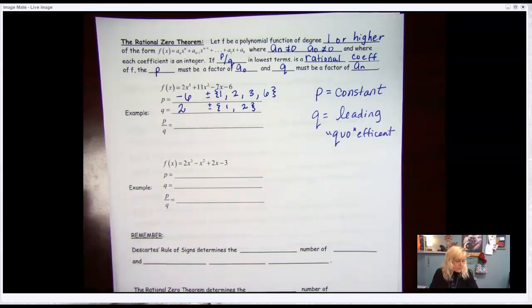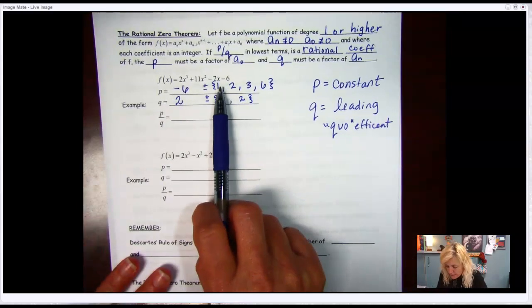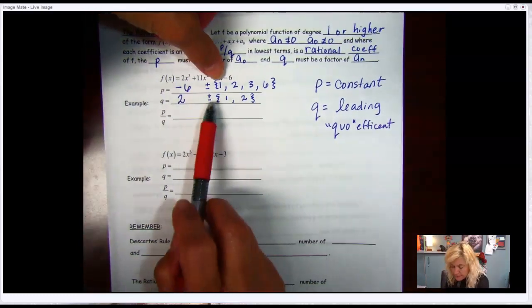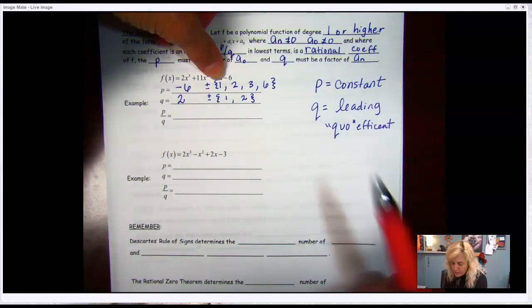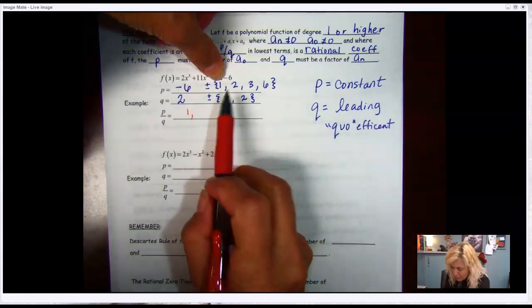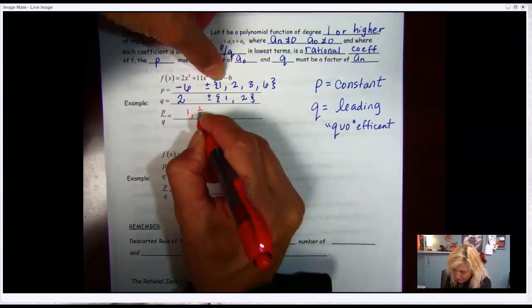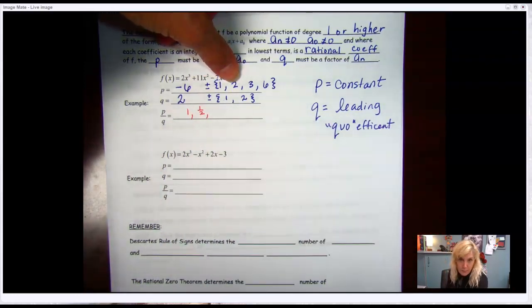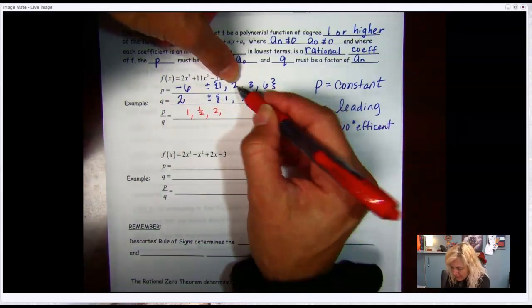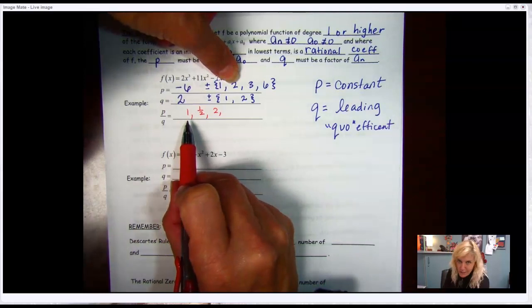And then we are going to divide P divided by Q. So we're going to take all these top numbers and divide them by all these bottom numbers. So I'm going to start with the first number here and just work my way. So 1 divided by 1, of course, is 1. 1 divided by 2 is a half. Now I'm going to go to the next number, which is 2. 2 divided by 1 is 2. 2 divided by 2 is 1. I already wrote that, so I'm not writing it twice.